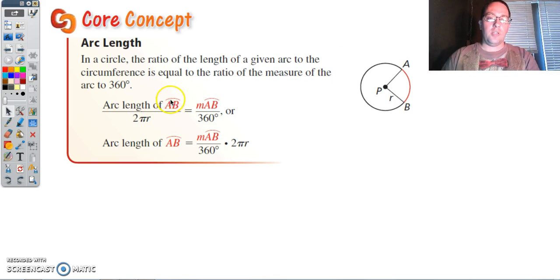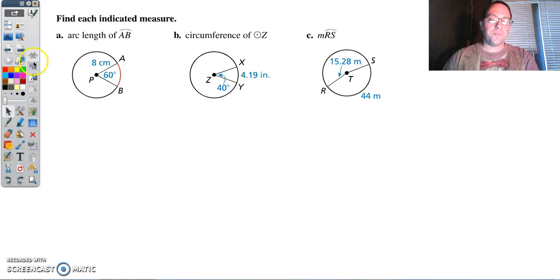So you've got two options. You can set it up as a proportion: the length of the arc over the circumference, 2 pi r, equals the measure of the arc over the degrees, 360 degrees for a whole circle. Or you can set up the arc length by itself. You just multiply both sides by 2 pi r, so it's the measure of the arc divided by 360 times 2 pi r. All right? So let's take a look at this.